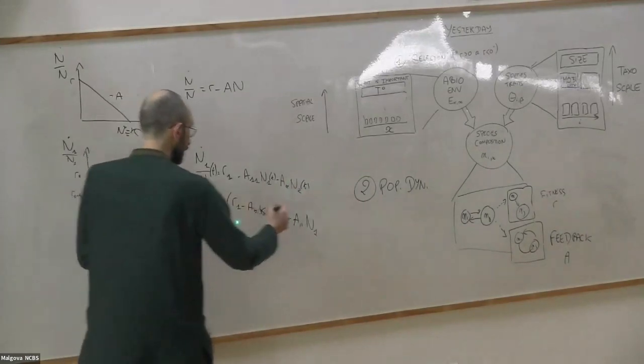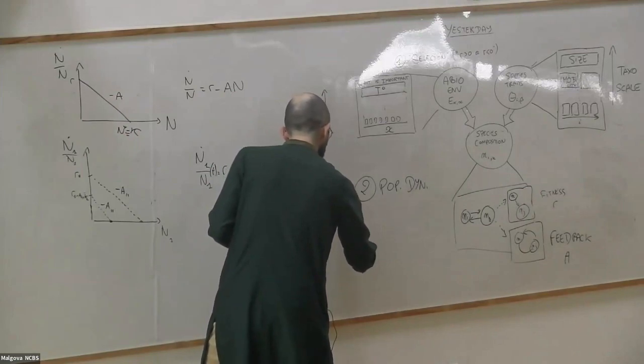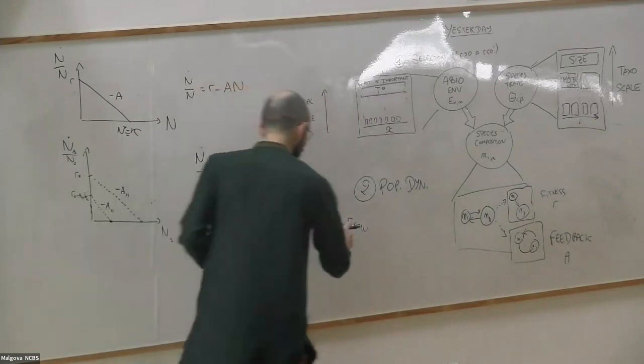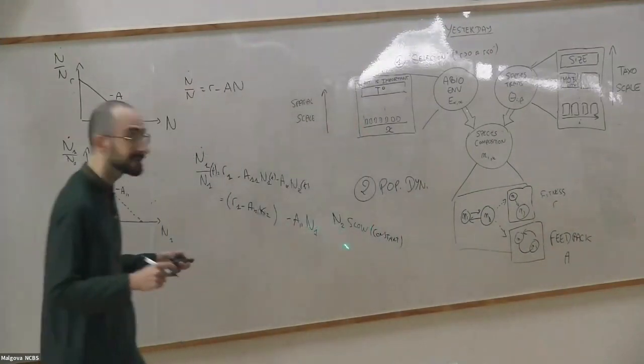Now, so this was the situation. This is the situation in which N2 is very slow, infinitely slow. So not moving, constant even. Imagine the other limit where N2 is infinitely fast.